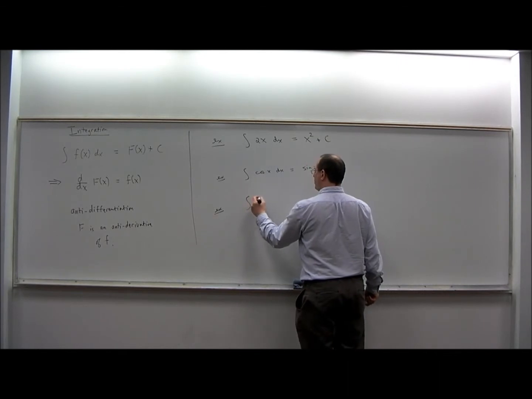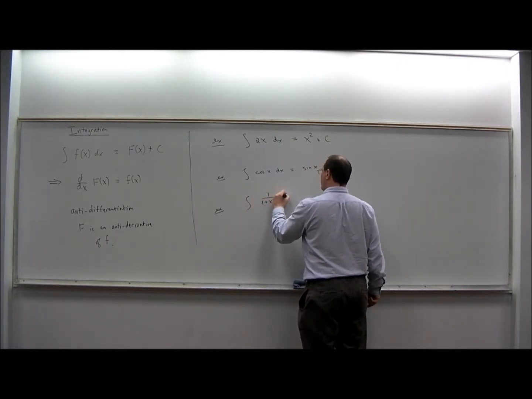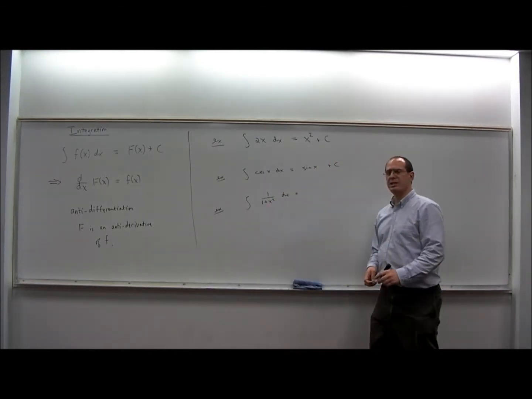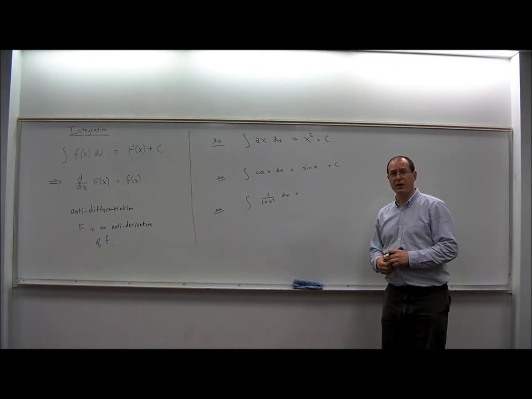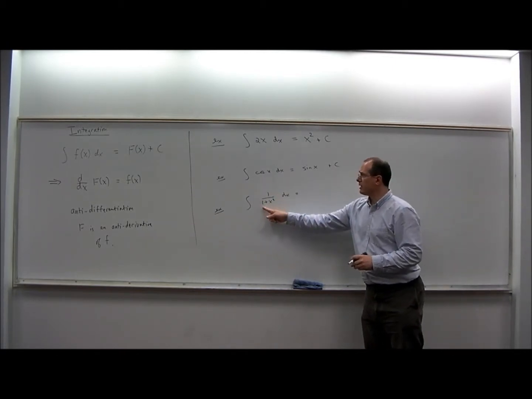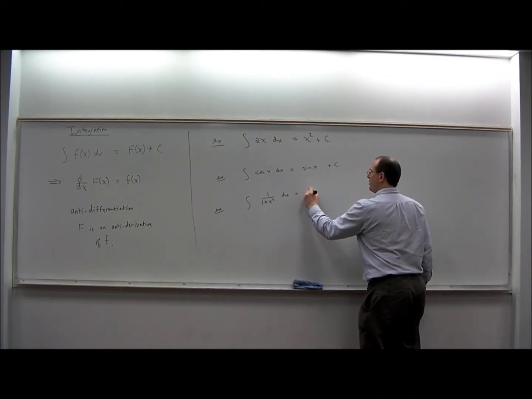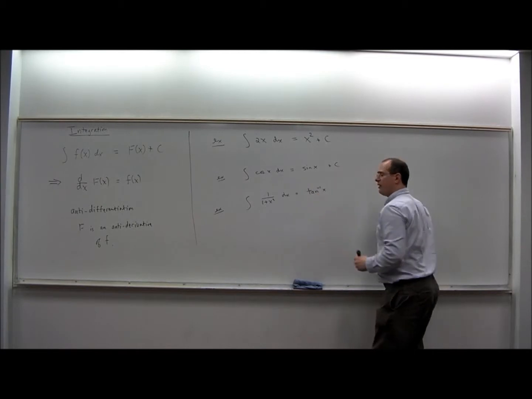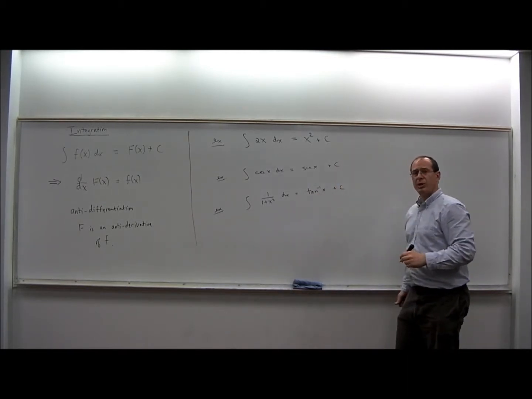How about the integral of 1 over 1 plus x squared? Do you recognize that as being the derivative of a particular function? So if you know your derivative formulas as well, then you recognize 1 over 1 plus x squared as the derivative of the inverse tangent of x. So the answer here is inverse tangent of x plus any constant.